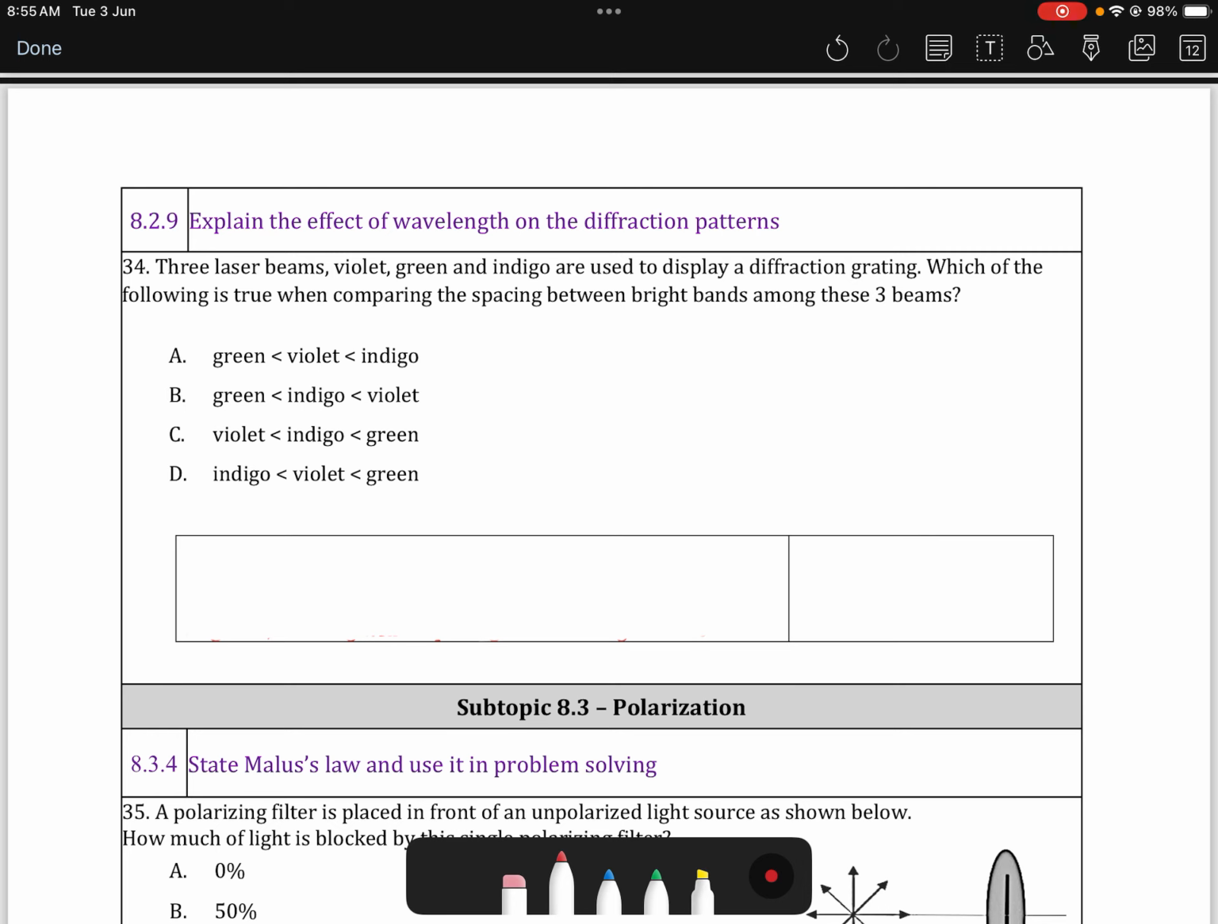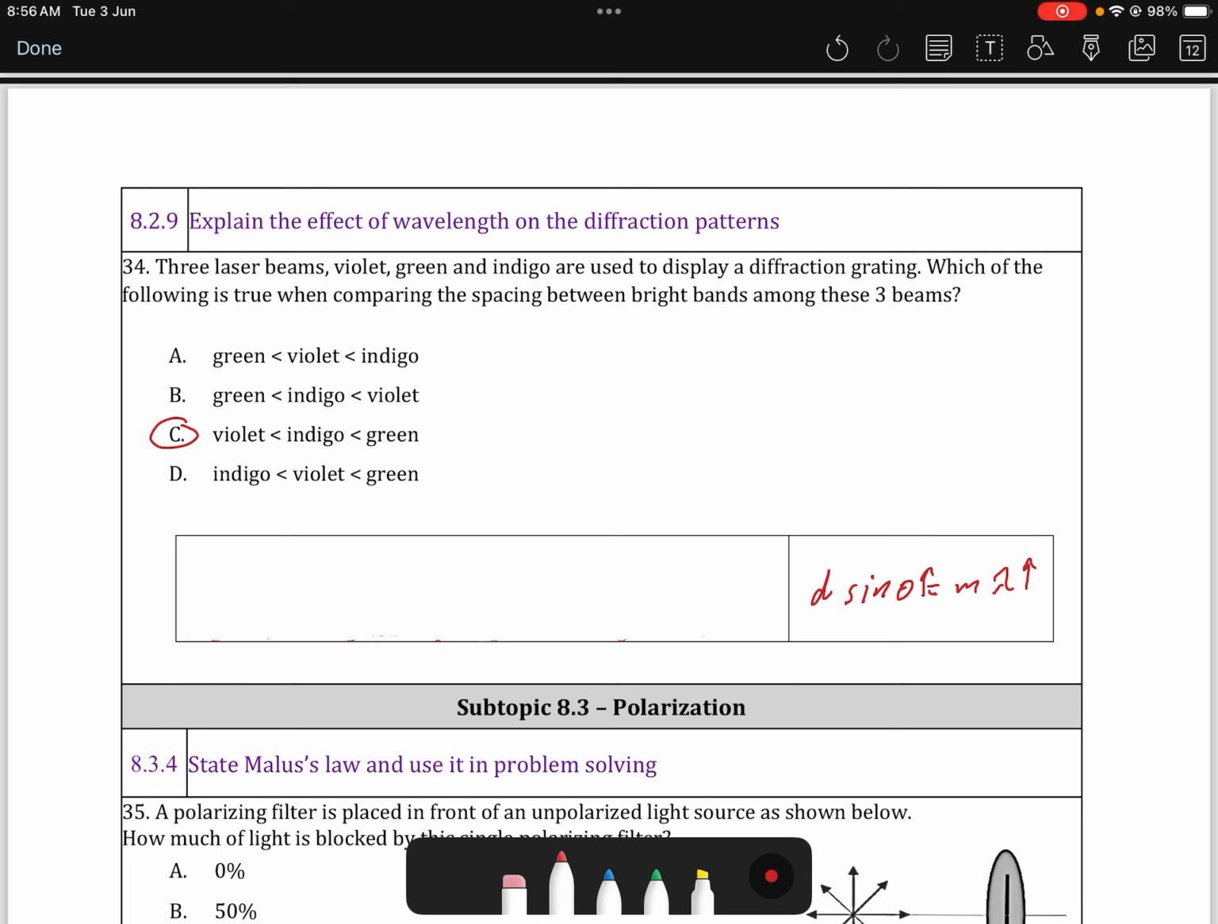Okay. Compare the spacing between the bright bands among those three beams. Of course, we know that d sine theta equals m lambda. If lambda increases, d sine theta will increase. That means the highest wavelength has the highest d sine theta, and the lowest wavelength will give us the lowest d sine theta. So violet will be the lowest, of course, because it has the highest frequency, that means the lowest wavelength. So this is the answer.